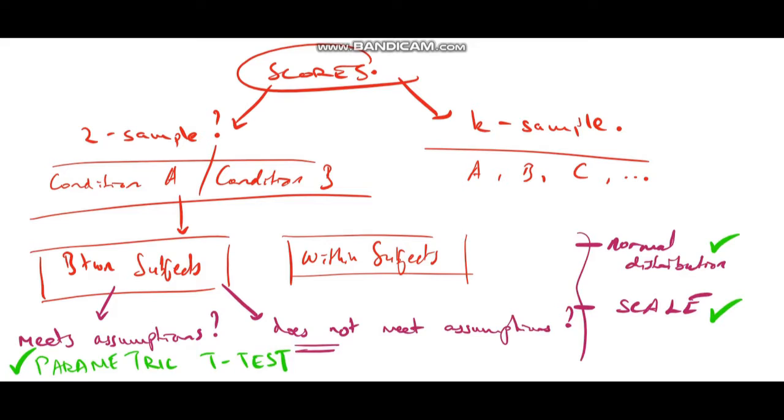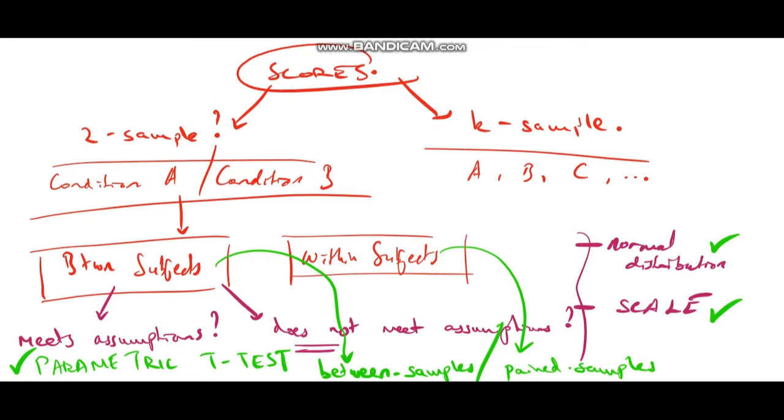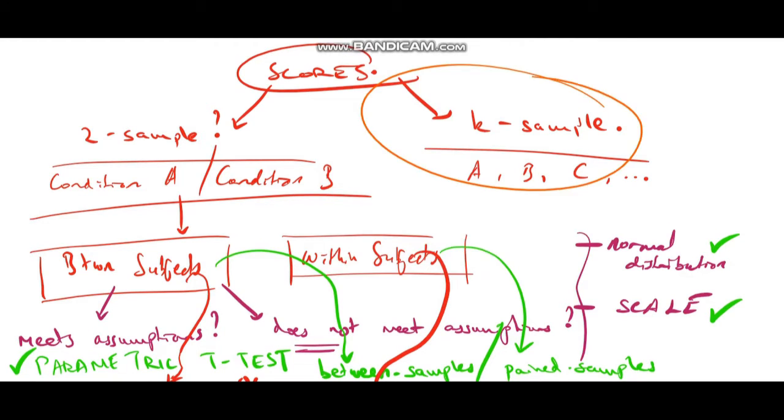t-test. If it was between subjects, that would be an independent samples t-test, and if it was within subjects, it would be paired samples. Okay, now if it doesn't meet those assumptions, and I'm sorry the writing's just gone off the board here, but if it doesn't meet those assumptions, then you're looking at a Mann-Whitney for a between subjects and a Wilcoxon within subjects.